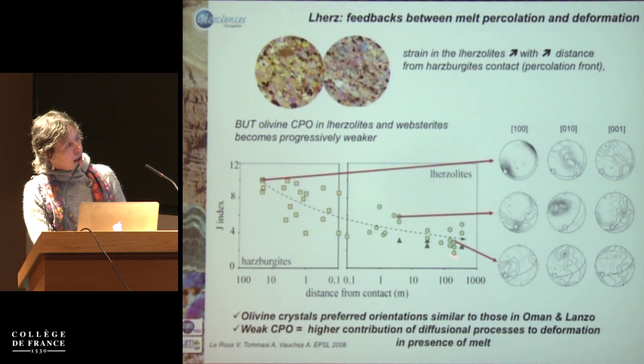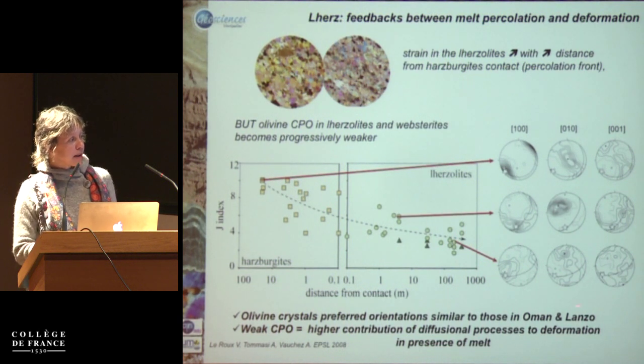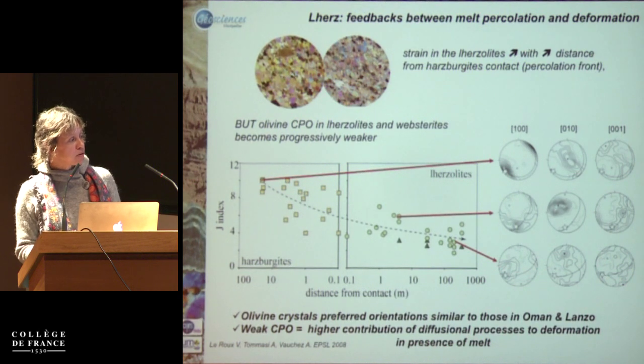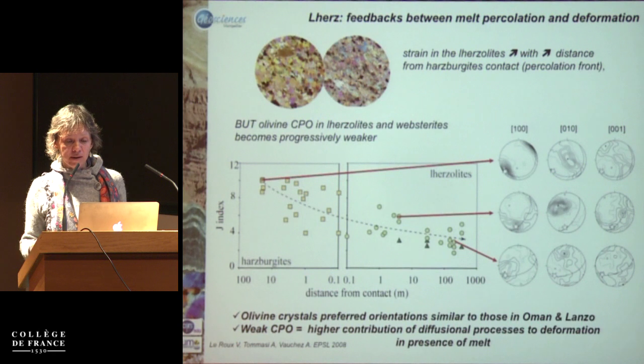and Oman. And when you get very far, you have much weaker preferred orientations that may suggest that in these rocks where you have more melts present during deformation, maybe you had other processes like diffusional process or grain boundary sliding that are also contributing to the deformation. But the fact that you keep crystal-preferred orientations means that dislocation creep is still important and you don't have huge amounts of melt in the system here.